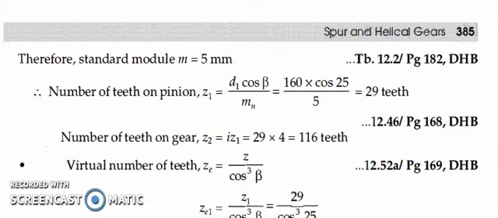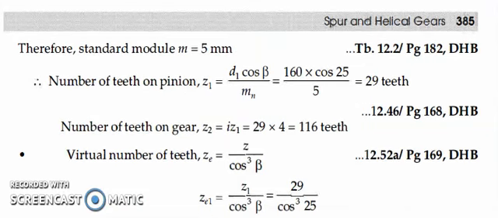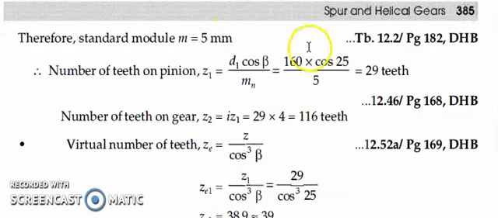Using these values we can calculate the value of Mn and standardize that module. Here it is 5 mm, that we can standardize using table 12.2. Then, using this module, we can calculate the number of teeth on the pinion, that is 29, and the number of teeth on the gear, that is equal to 116 teeth.